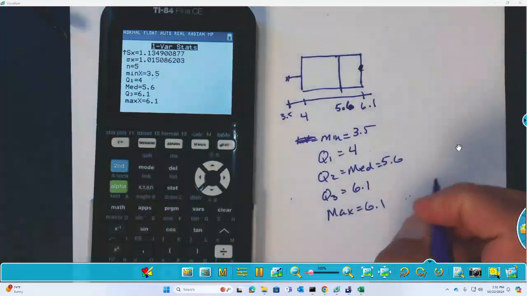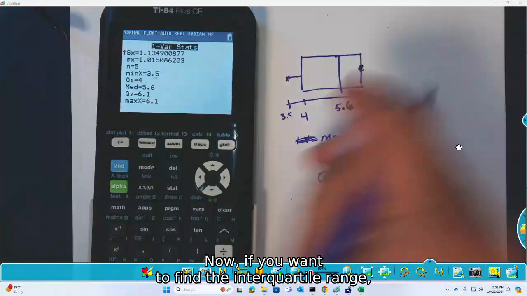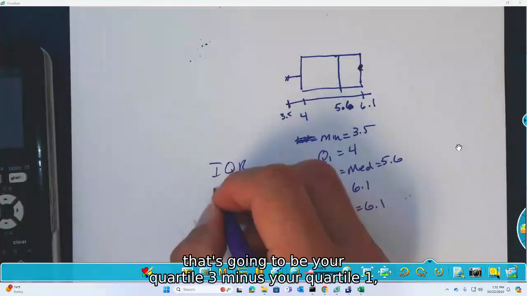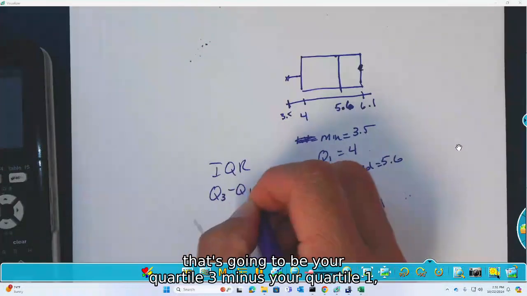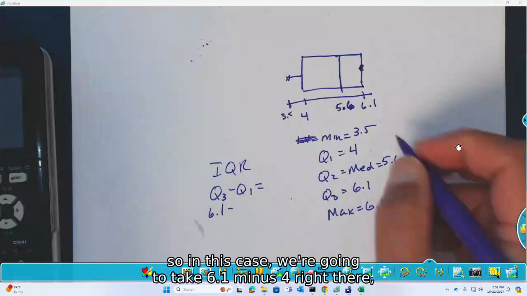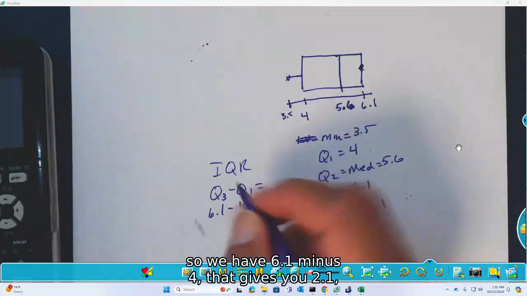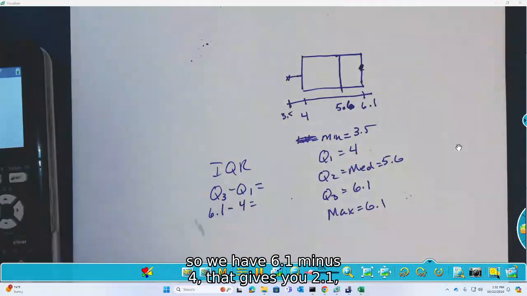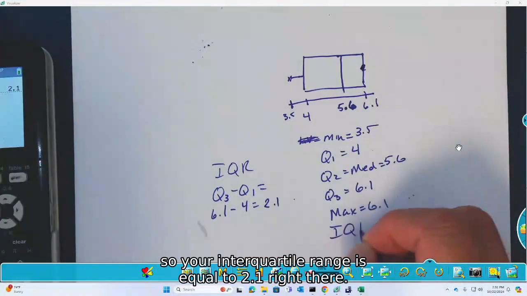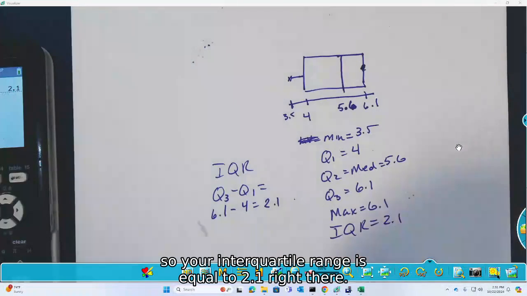Now, if you want to find the interquartile range, that's going to be your quartile 3 minus your quartile 1. So in this case, we're going to take 6.1 minus 4 right there. That gives you 2.1. So your interquartile range is equal to 2.1.